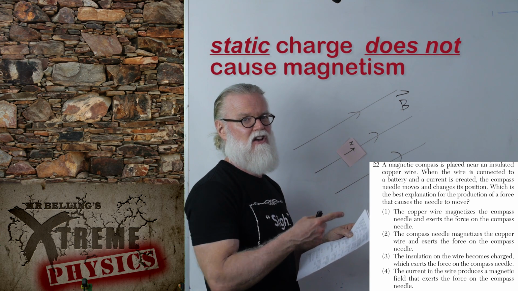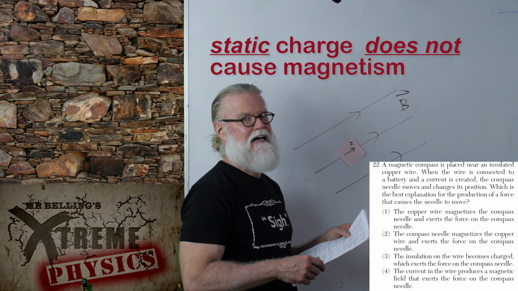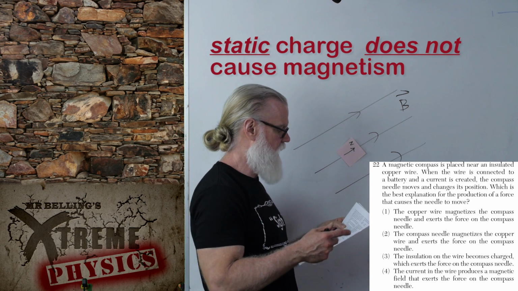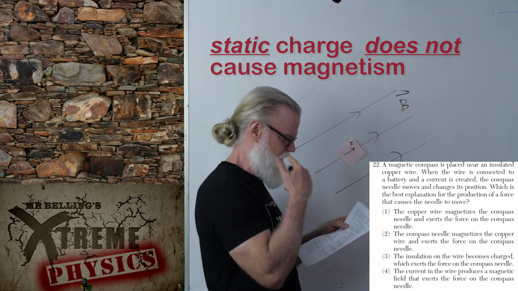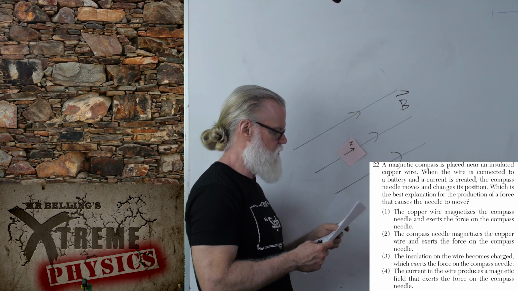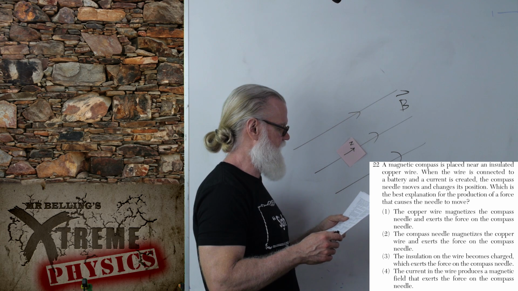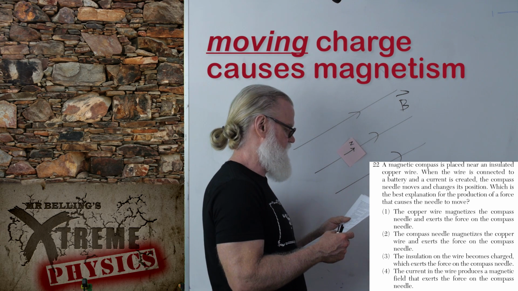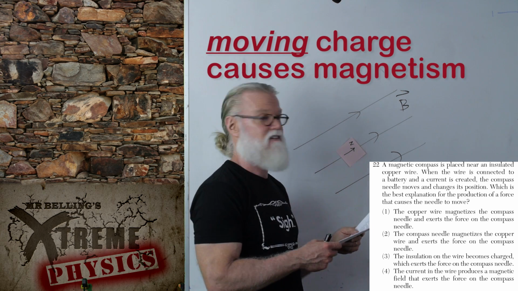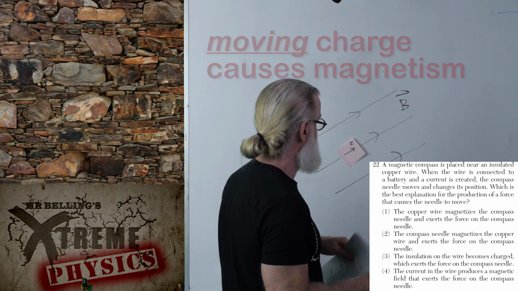Electrostatic charges do not affect a compass, right? There's no magnetic field associated with a charge buildup. It's only moving charges that we see magnetism. The current in the wire produces a magnetic field, yes. That exerts the force on the compass, yes. That's what happens.